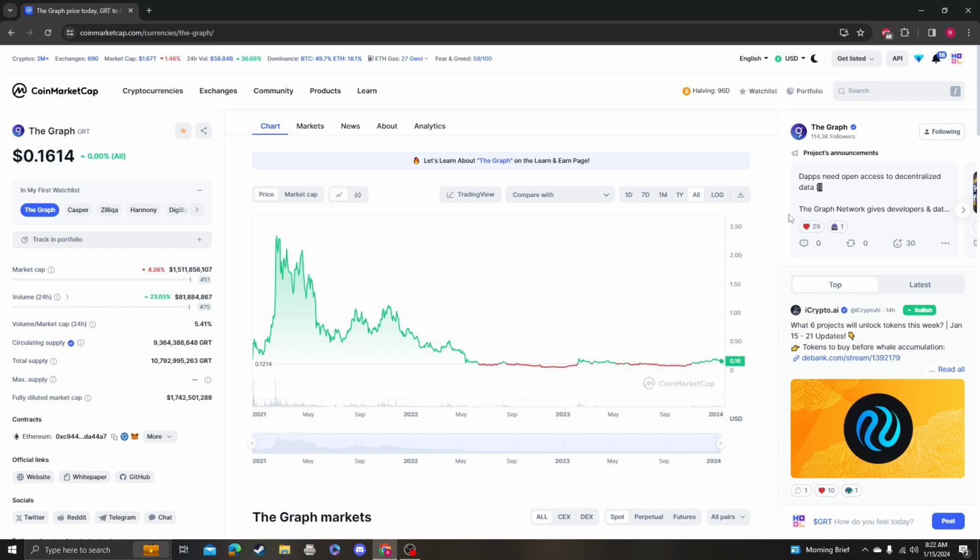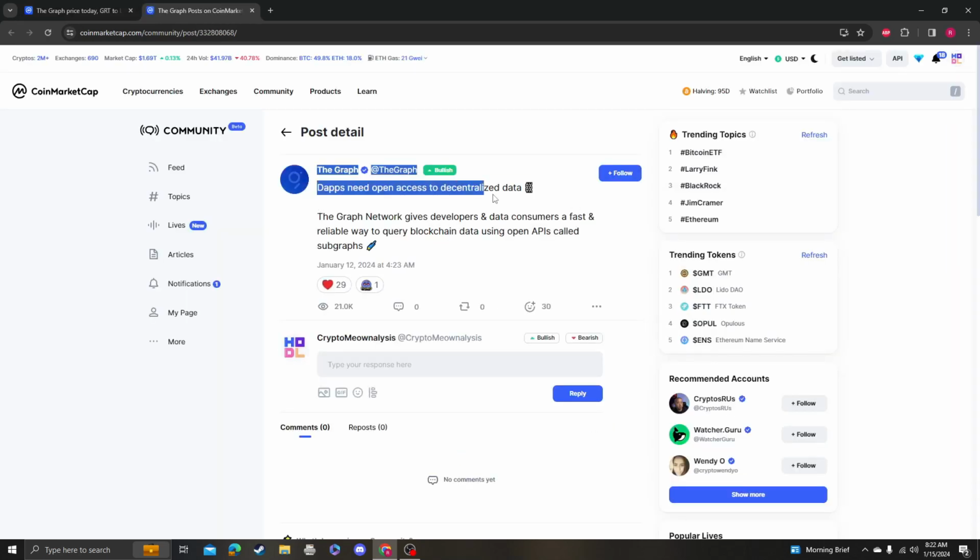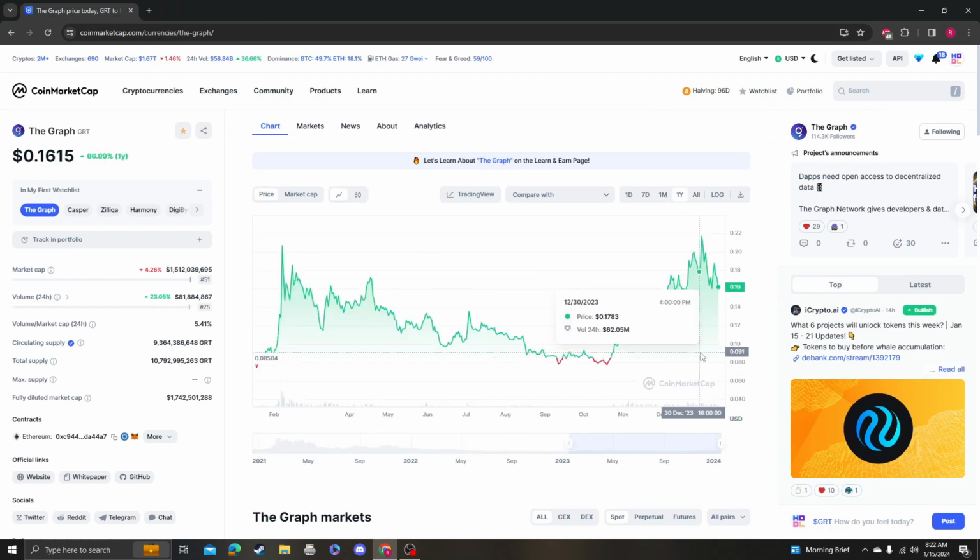Just FYI, recent news that came out was that decentralized apps need open access to decentralized data. The Graph Network gives developers and data consumers a fast, reliable way to query blockchain data using open APIs called subgraphs. So they are putting out news and building out the crypto. So, 1.5 billion market cap. Plenty of room to go.